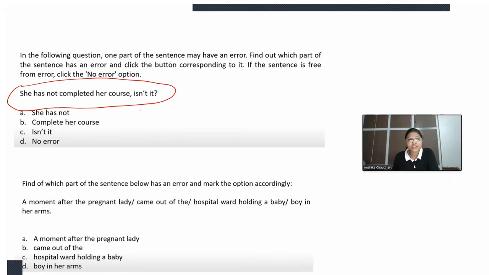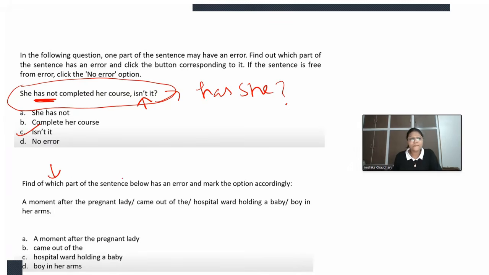Error is, right? She has not completed her course, isn't she? See, the error lies here, in isn't she. We are talking about has and have form, present perfect, right? So we will be using here has she. We are asking, has she? In general, we are asking, has she? क्या उसने कर लिया है? So that's why we will be using has she. So the error here lies in the isn't part.